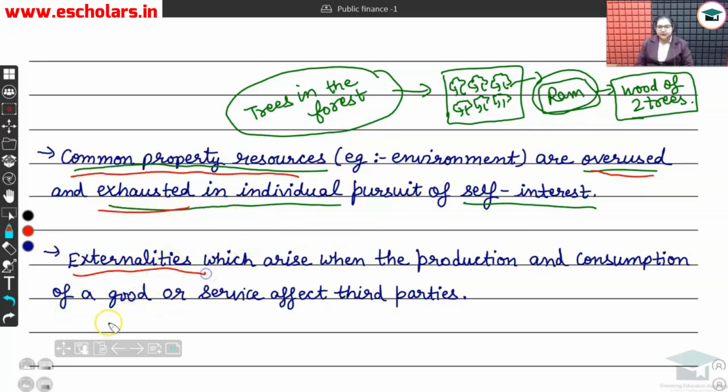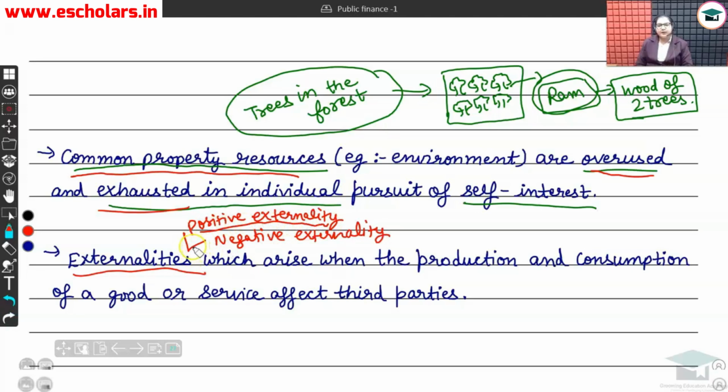Next we have externalities. See students, there are basically 2 types of externalities. One is positive externality and the other one is negative externality. Now let's understand what externality is. Externality means the action of one person creates positive benefits for another person or negative harmful effects for the other person. Let's talk about the positive externality first.